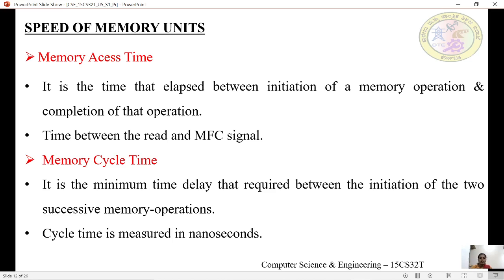Next is the speed of memory units. First is memory access time. It is the time that elapses between the initiation of a memory operation and the completion of that operation. So access time is nothing but the amount of time it takes the processor to read the data from the memory, or the amount of time it takes the processor to write the data into the memory. Time between read and MFC signal.